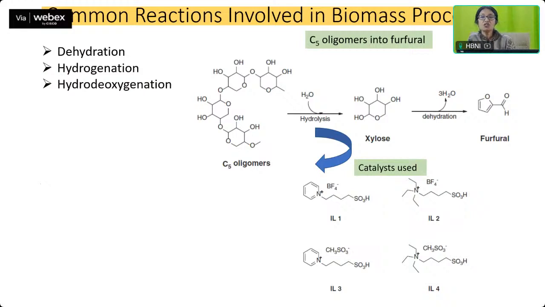So what are the common reactions which are involved in the biomass process? One is dehydration, second is hydrogenation, then third is hydrodeoxygenation. If you have C5 oligomers which you need to transform into furfural, this is basically the process you will be doing. You will add in water, there will be a hydrolysis, you will get the formation of xylose, and then you can dehydrate it, and what you get is furfural. You can use this when you are having the C5 oligomers and you're doing a hydrolysis. You can have these various catalysts, the catalysts which are listed over here. Please remember, all of them have boron trifluoride or boron tetrafluoride, as well as sulfonic acid present in them.